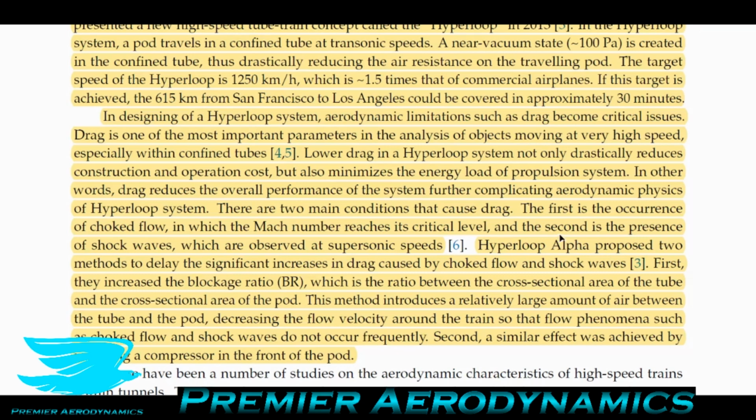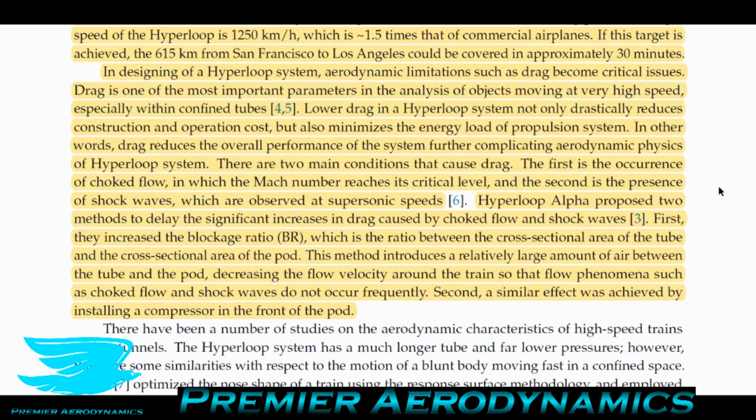So moving on, they say that the Hyperloop Alpha proposed two methods to delay the significant increases in drag caused by choked flow and shock waves. First, they increased the blockage ratio, which is the ratio between the cross-sectional area of the pod and the cross-sectional area of the tube. I should mention that I think this is a typo. They should actually mean decreasing the blockage ratio. And I think that for two reasons. One, it makes sense because if you decrease the blockage ratio, it means the pod isn't taking up as much of the volume or the cross-sectional area in the tube.